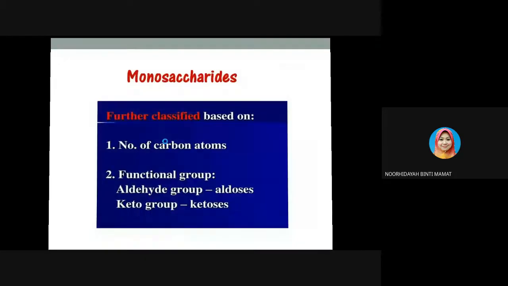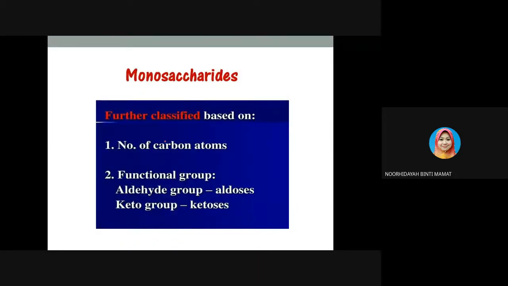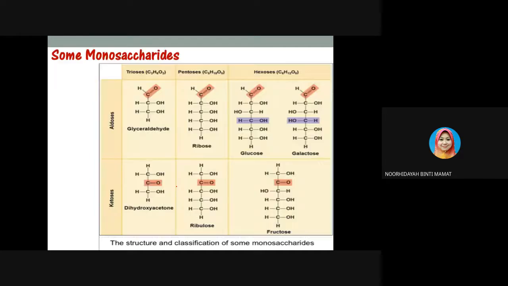Monosaccharides can be further classified based on the number of carbon atoms in one chain. They can also be classified by functional groups: monosaccharides have either an aldehyde group, making them aldoses, or a keto group, making them ketoses. These are two examples of functional groups of monosaccharides.